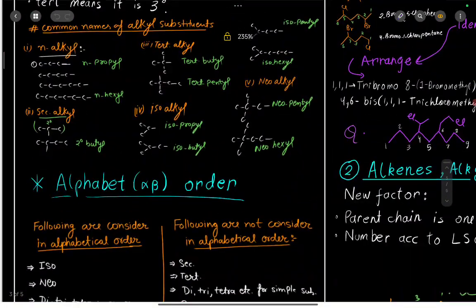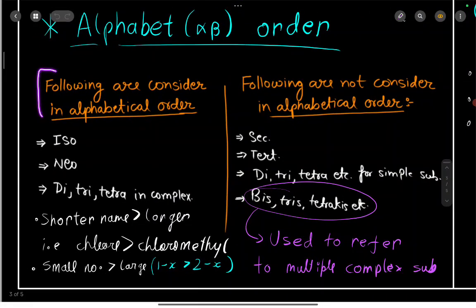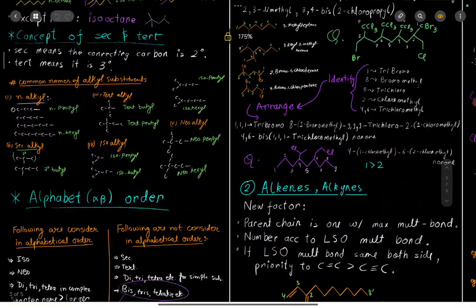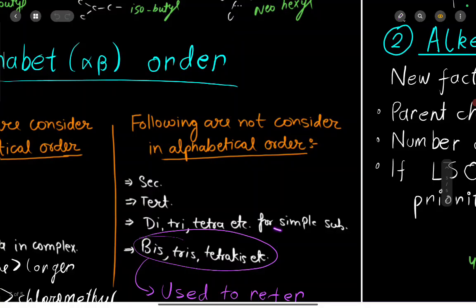So that was it, and let's learn how to use alphabetical order properly. Which prefixes are considered in alphabetical order? Iso is considered, so I is counted. Neo is considered, so N is counted. If there are complex substituents, like we talked about here, then for them we count di, tri, tetra in alphabetical order. But for simple substituents, we do not count these.